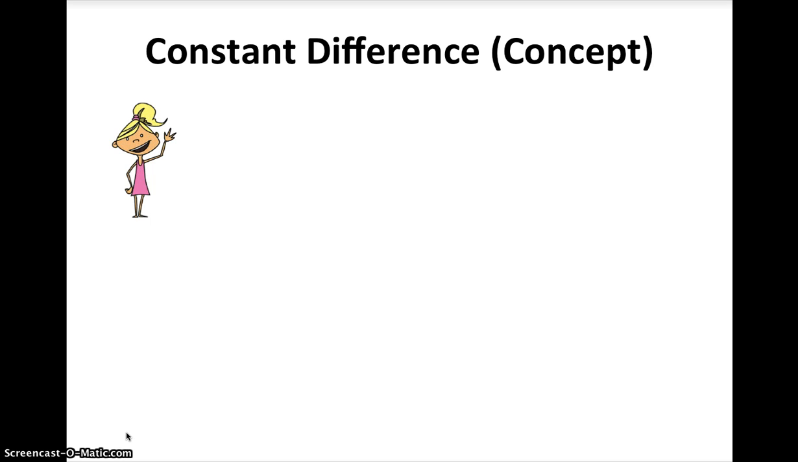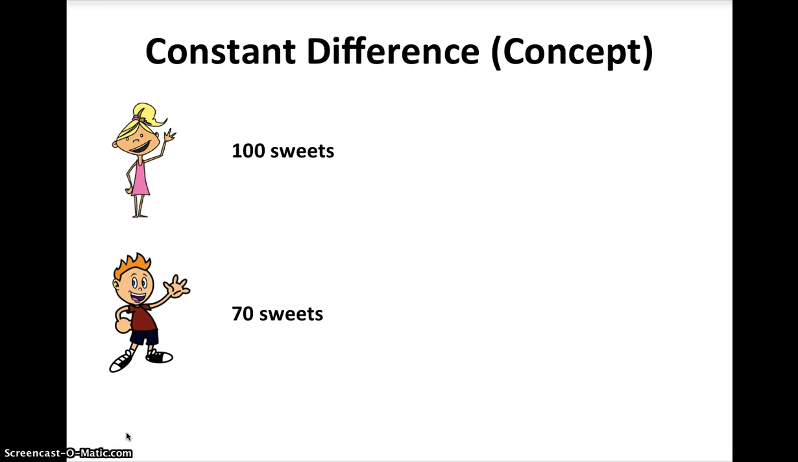I have two people here. This is Megan and this is her good friend Tom. Megan has 100 sweets at first and Tom has 70 sweets at first. Can you tell me what's the difference between the two of them? Yes, their difference is 30 sweets.